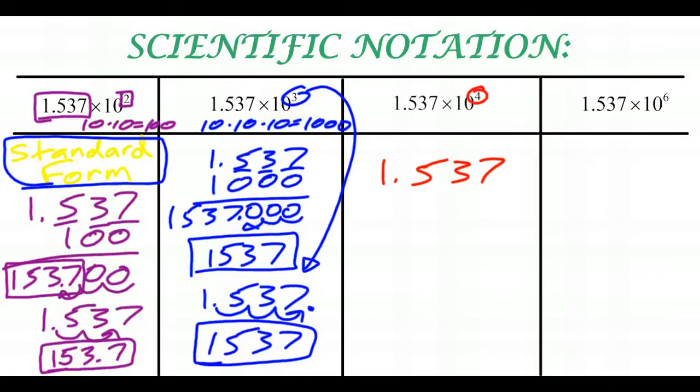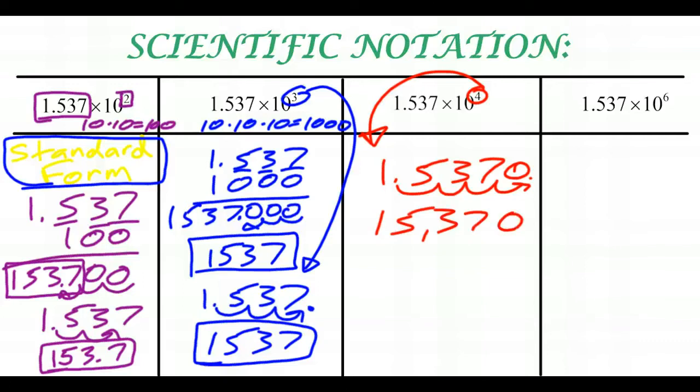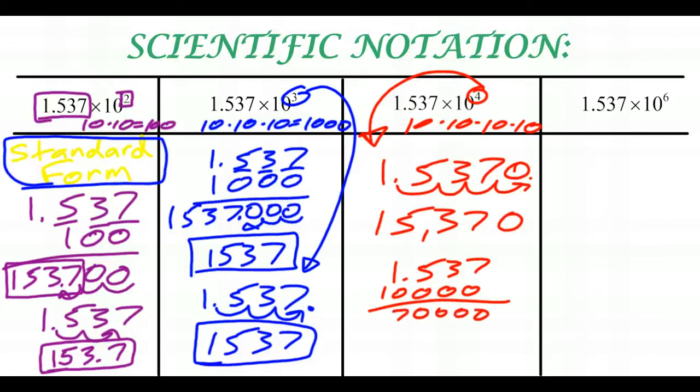But if we take this idea, we move the decimal point four places, 1, 2, 3, 4, to get to the zero, we end up with 15,370. And that is actually what we get when we multiply 1.537 times 10,000, which is what 10 times 10 times 10 times 10 really is. So 0, 0, 0, 0, 7, 3, 5, 1, from right to left, 1, 2, 3 decimal places, 15,370.